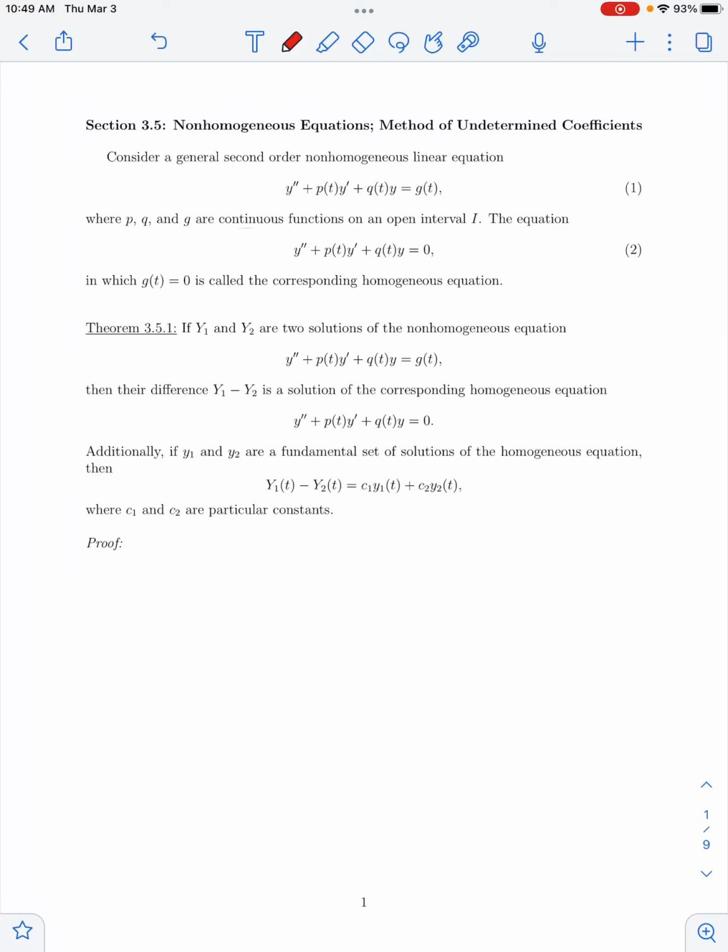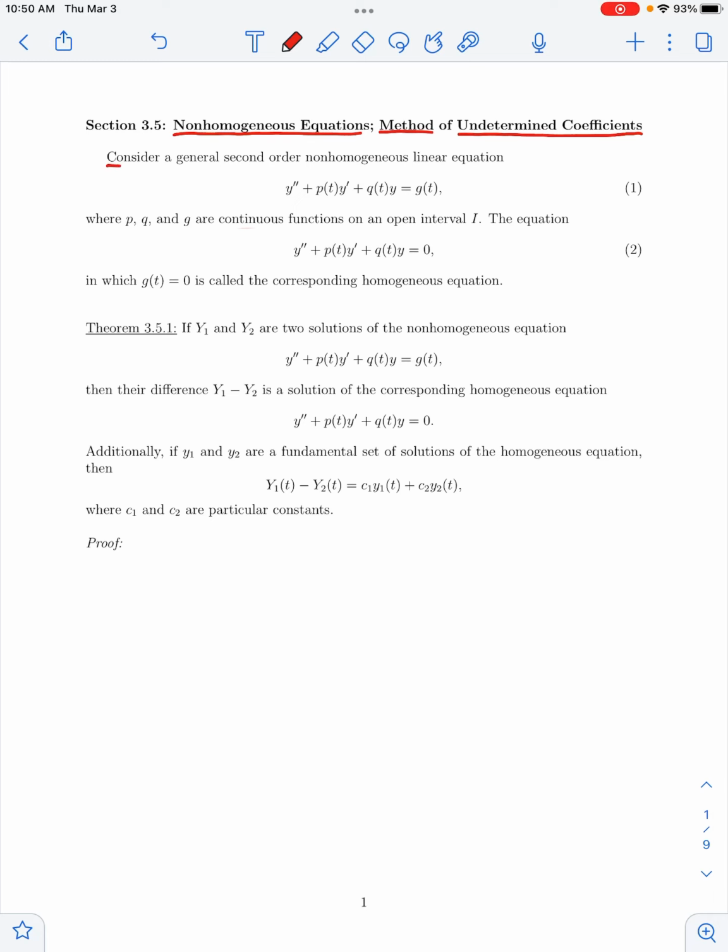Okay, in this lecture we're going to start our section 3.5 material, where we will start considering non-homogeneous equations. And we'll talk about one method for solving non-homogeneous equations, known as the method of undetermined coefficients. So let's start this section by posing the question that we're going to be looking at.